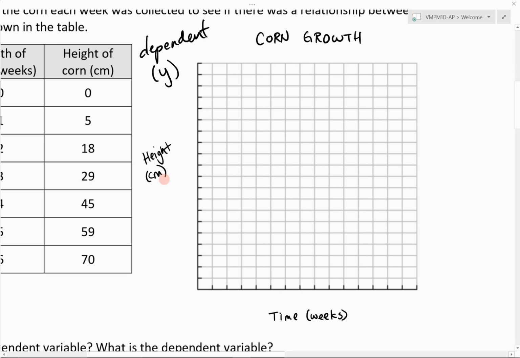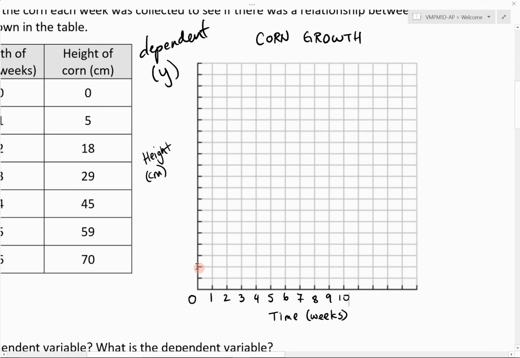Now you have to create a scale. Now if my number of weeks goes from 0 to 6, so I start from 0, it makes sense. Maybe I can make every square equal to 1 week. So 1, 2, 3, 4, 5, 6. And I know I'm left with more space, but sometimes maybe we need to make a prediction, so I can extend that as well to higher numbers. Now the height goes from 0 all the way to 70.